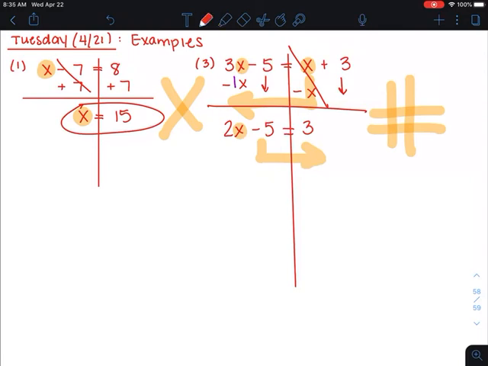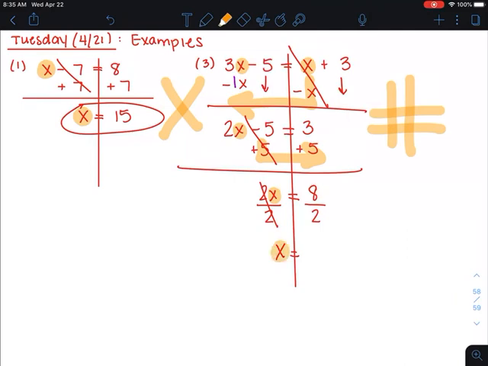Now I only have one variable. Now numbers have to go to the right. If I bring it to the right, the opposite of subtracting 5 is adding 5. I can cancel because negative 5 plus 5 is 0. So I have 2x, and it's equal to 3 plus 5, and 3 plus 5 is 8. We're almost there. We have to get rid of this 2. The opposite of multiplying x by 2 is dividing by 2, so I'm going to divide both sides by 2. My 2's will cancel, and x is equal to 8 over 2. And 8 divided by 2 is 4.